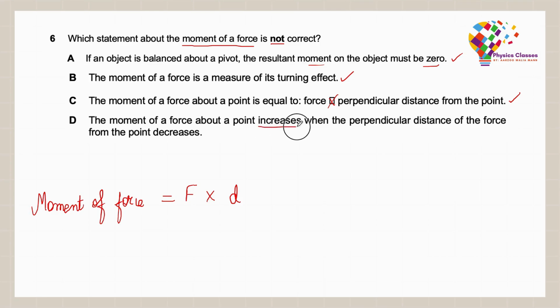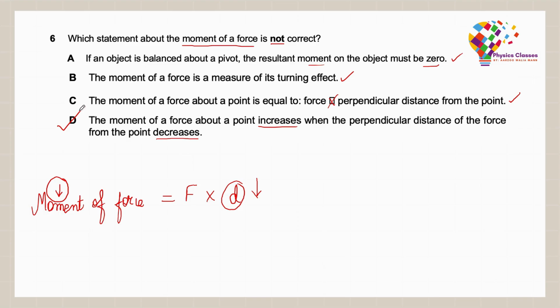So the moment of force about a point increases when the perpendicular distance of the force from the point decreases. This statement is wrong because moment of force is force times distance. If I would decrease the distance, then the moment of force should also decrease. Hence, the incorrect statement about moment of force is option D.